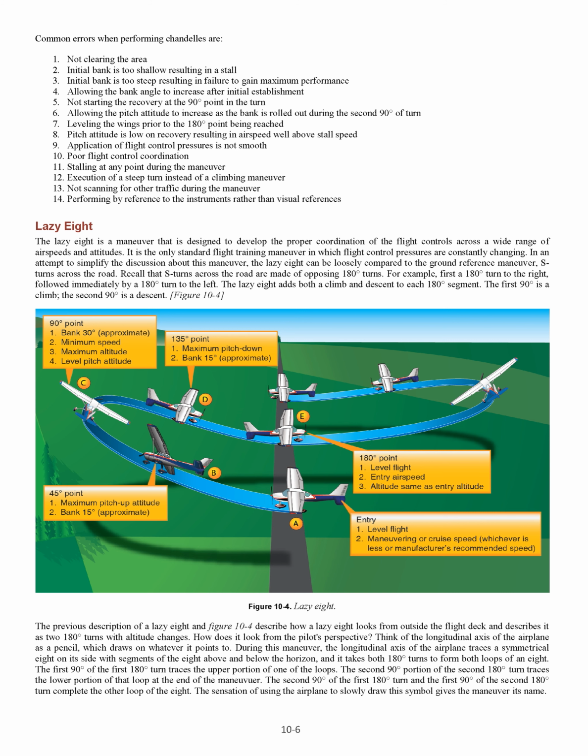The first 90 degrees of the first 180 degrees turn traces the upper portion of one of the loops. The second 90 degrees portion of the second 180 degrees turn traces the lower portion of that loop at the end of the maneuver. The second 90 degrees of the first 180 degrees turn and the first 90 degrees of the second 180 degrees turn complete the other loop of the 8. The sensation of using the airplane to slowly draw this symbol gives the maneuver its name.